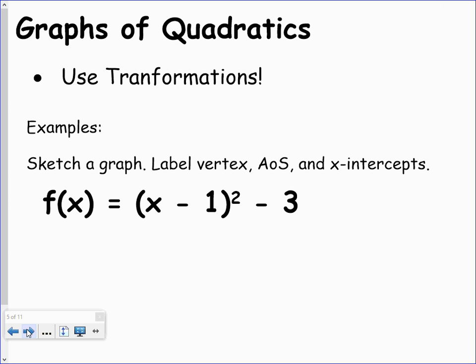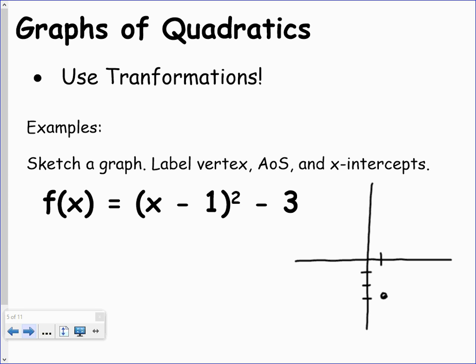So I got f of x equals (x minus 1) squared minus 3. And I say, graph this using your transformations. So tell me what the transformations of this function would be. Eric, what's the transformation of this function? It goes to the right one. Okay. Nina, could you give me the other transformation? Down 3. So we go right 1 and down 3.